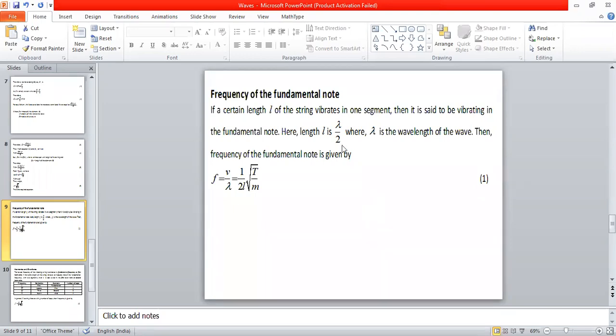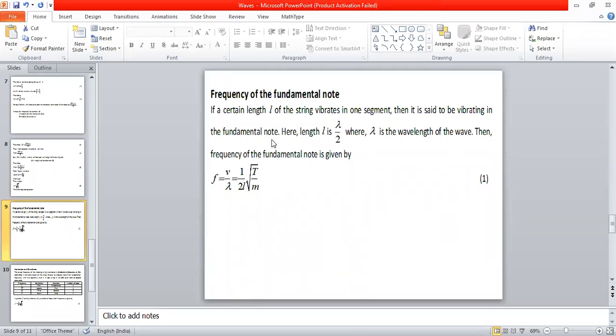Anyhow, let us assume that we are plucking at the middle point. So if you pluck at the middle point, then it undergoes vibration into one segment or one loop. Then this mode where the string is vibrating with one loop is what we call the fundamental note. Is this clear?